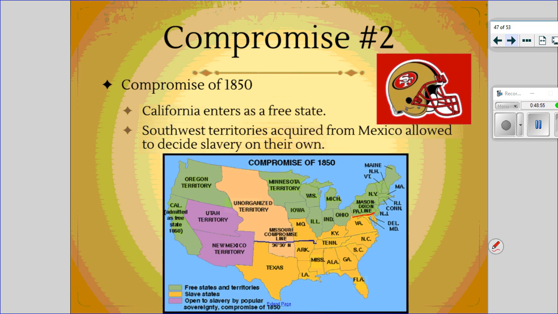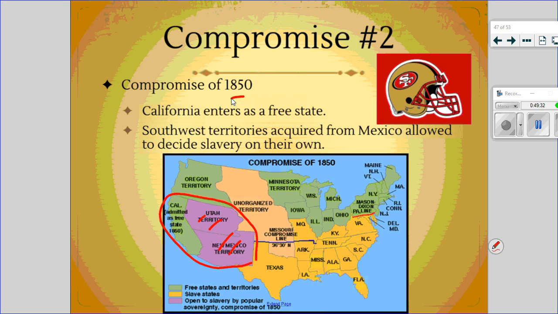The second compromise comes in 1850, and this has to do with the Mexican Cession. With the Compromise of 1850, it's over the Southwest, and there's not a lot of people that are really interested in taking slaves to the Southwest because it's not really a good place to practice plantation agriculture. I have been to Arizona many times. I'm sure some of you guys have been out there. It's very dry and arid, so you're not going to have plantations and thousands of slaves there.